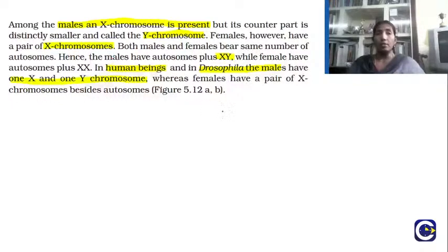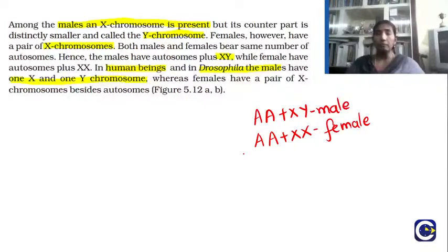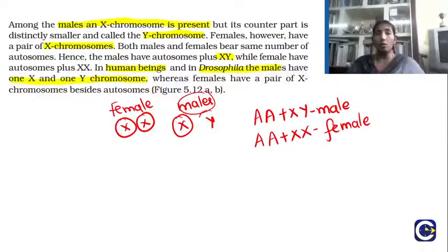So how do we express it in case of males? We have a pair of autosomes, so this is how a male offspring will be, and in case of female, it will be autosomes plus XX. Usually the females will have gametes like X, and males will have two sets of sperms, either X or Y. They are all haploid, so depending on which one fertilizes, it will determine the sex of the child.